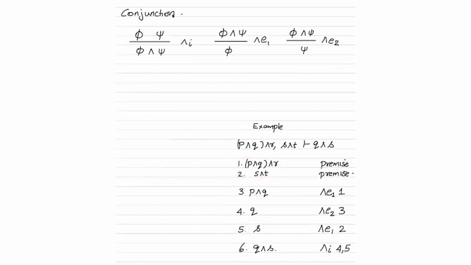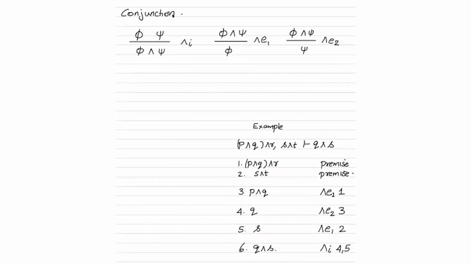Now, if I apply conjunction introduction to the formulas that I've already derived in 4 and 5, then what I get is Q and S, which is what I want. So here is a proof of this statement. This is what I mean by a proof. Nowhere am I using the semantics of these formulas. It's just simple manipulation, right?